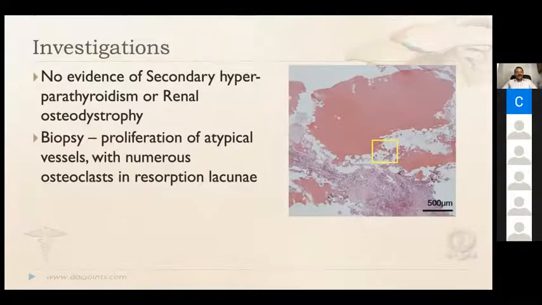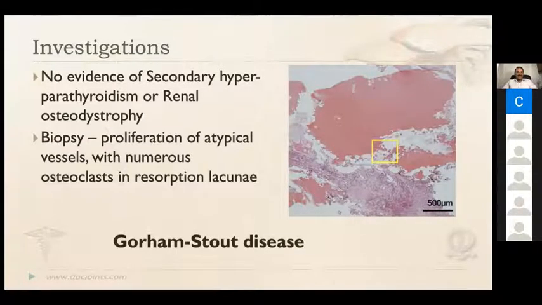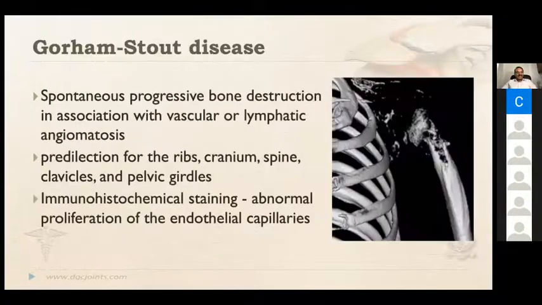Oh, okay. And there is a name to that. It's Gorham-Stout disease, just for MCQ sake. I've never seen one in my life. It's a spontaneous progressive bone destruction with vascular or lymphatic angiomatosis. So be careful in resections. So it can be vascular. Abnormal proliferation of capillaries will be there.